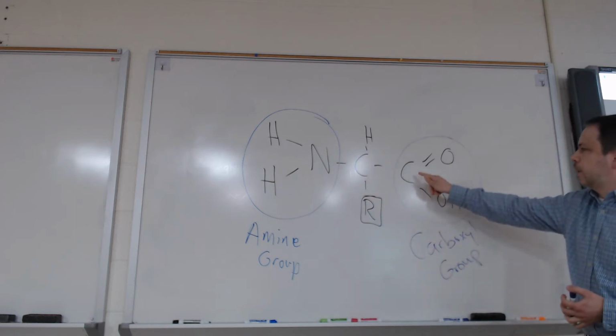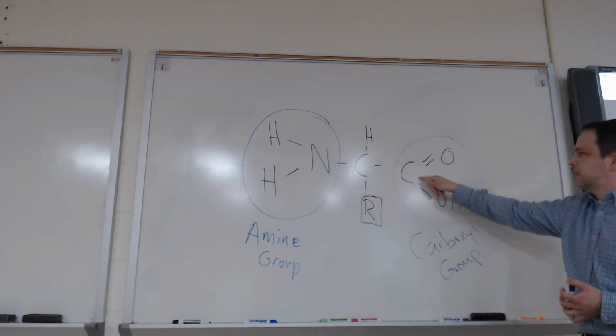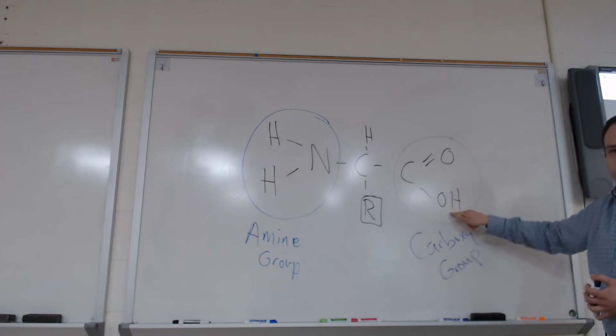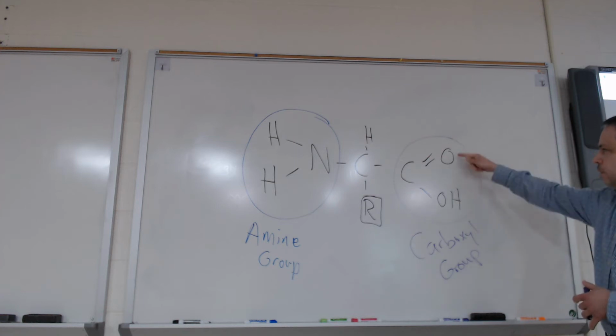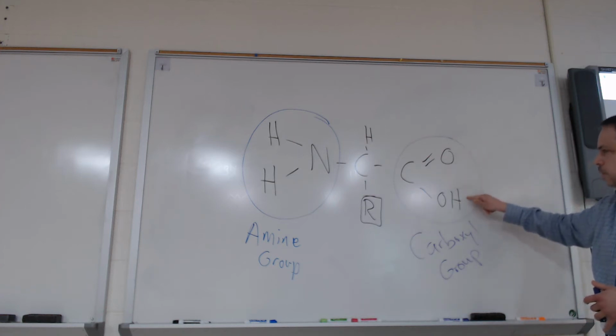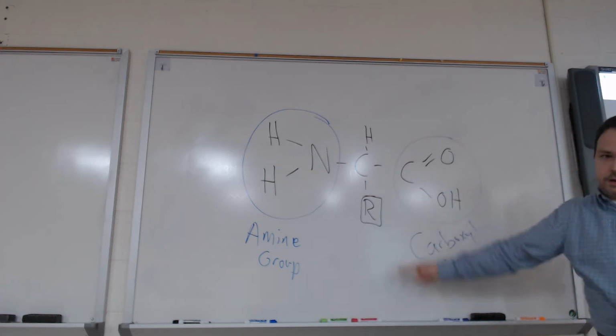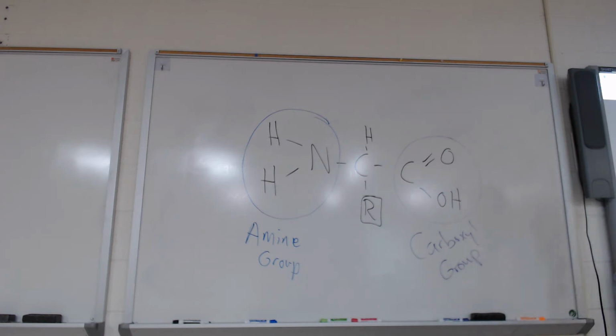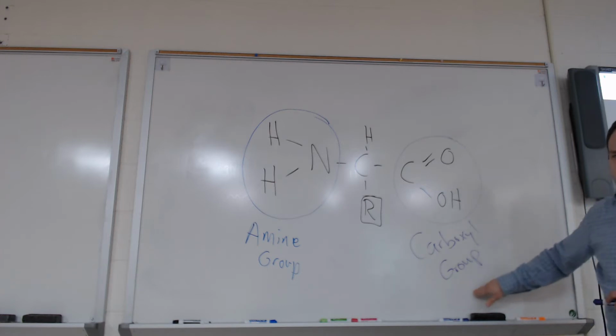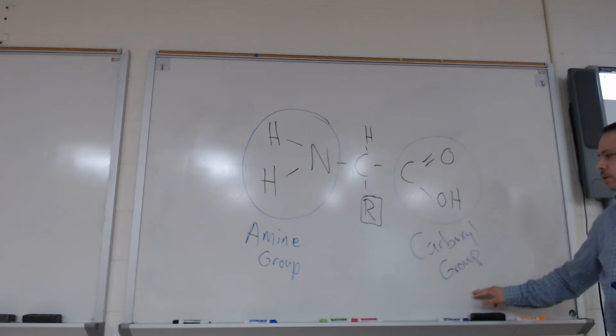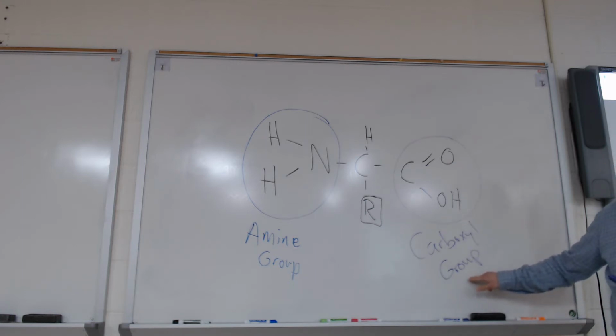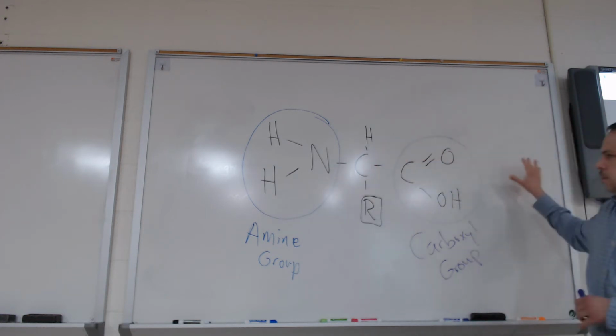So here it looks almost like a carbonyl. And then down here we have what looks like a hydroxyl group. So carbonyl plus hydroxyl gives us this whole thing called the carboxyl group, COOH. And this part right here, the carboxyl group, is what makes this an acid. This is why this is an amino acid right here. Okay. So all amino acids are structured the same way.